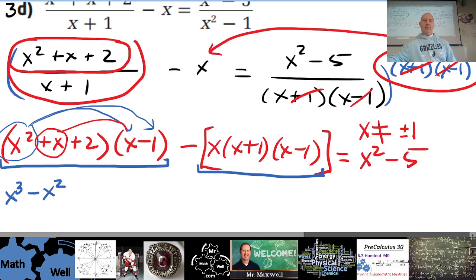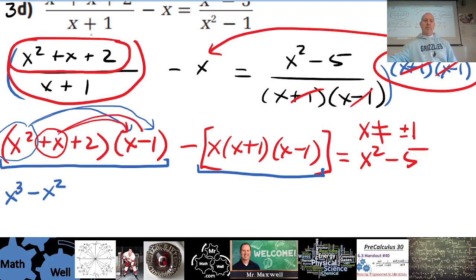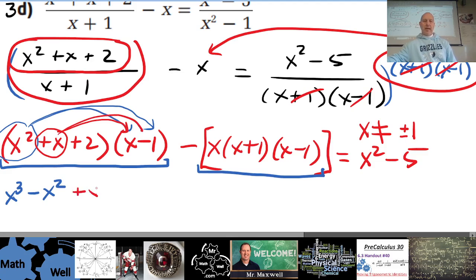So x times x, and then x times -1. So x times x is plus x squared, and then x times -1 is minus x. Then the last term here, plus 2, let's multiply by x, so that's plus 2x. And 2 times -1 is minus 2.